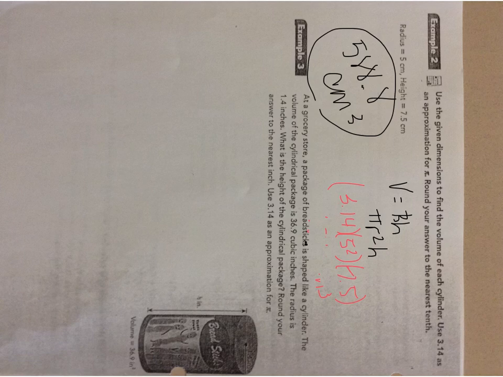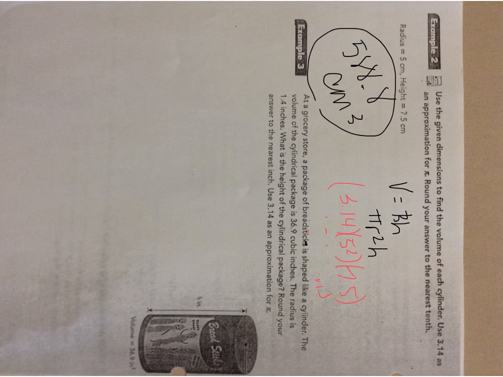Okay, so for the last one, it says, at the grocery store, a package of breadsticks is shaped like a cylinder. The volume of the cylinder package is 36.9 cubic inches. The radius is 1.4 inches. What is the height of the package? Okay, so we're going to have to work this formula backwards.